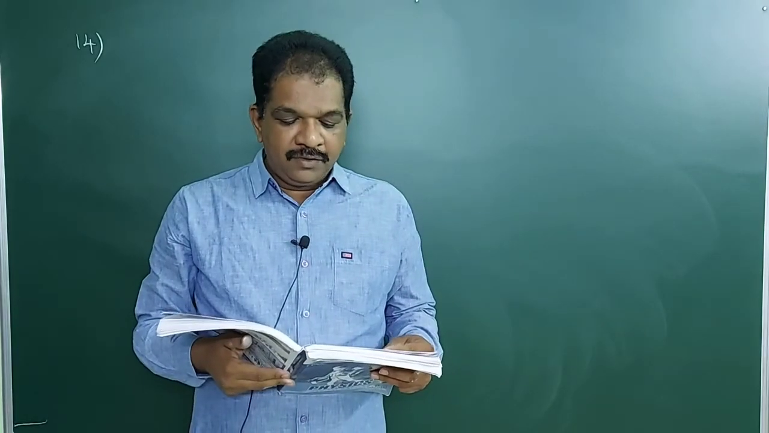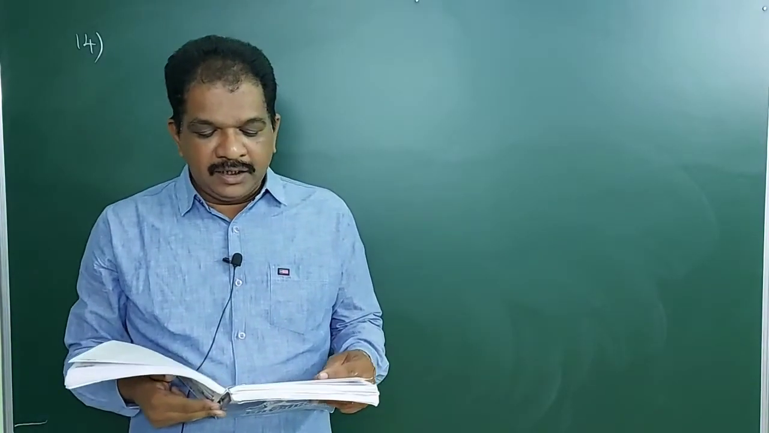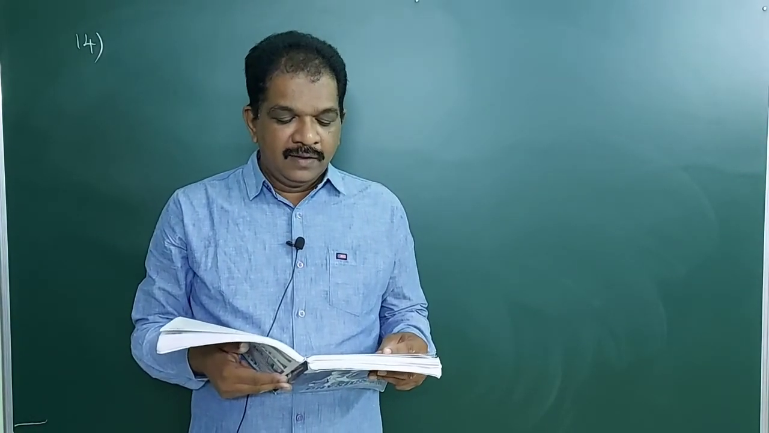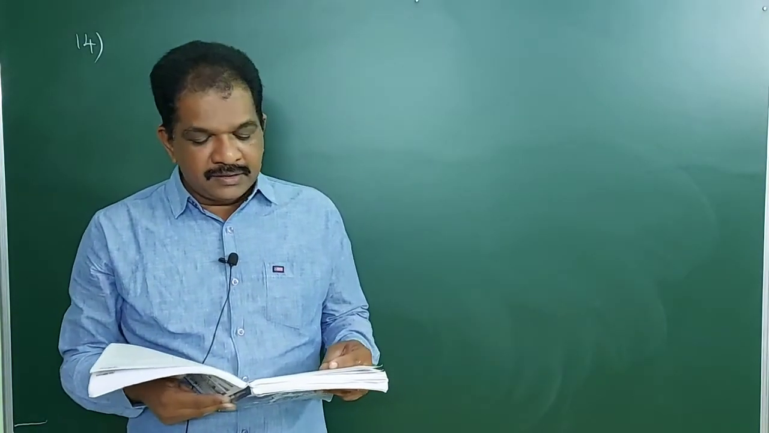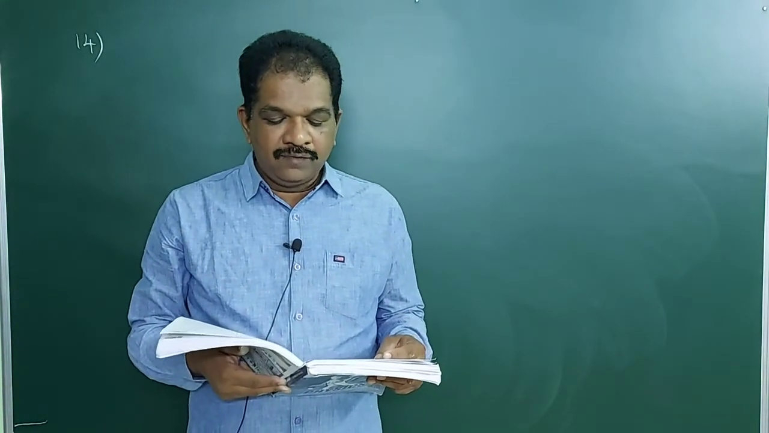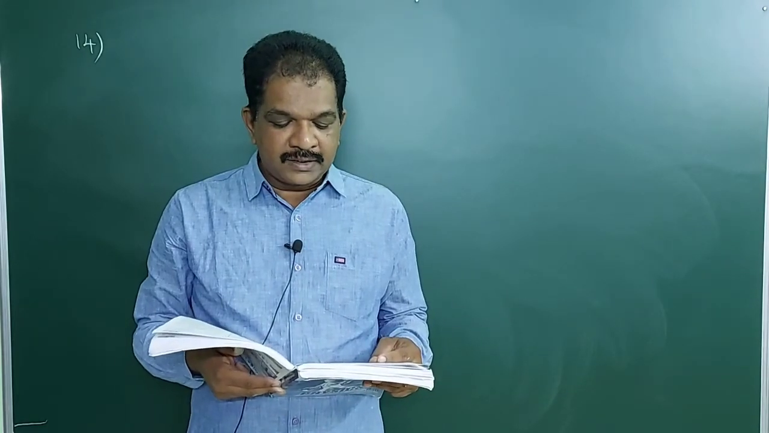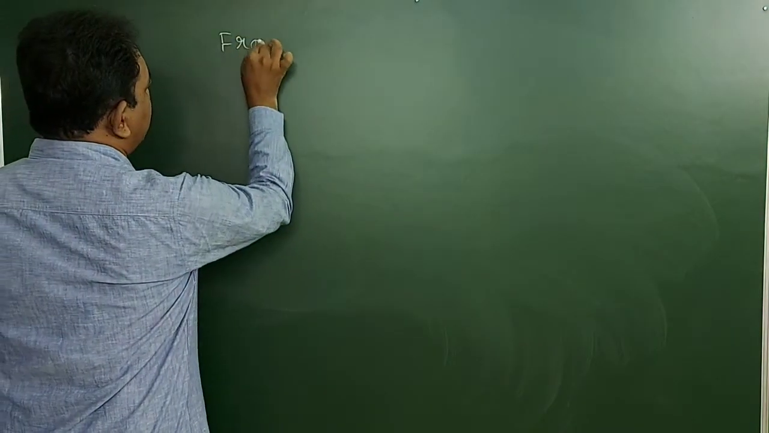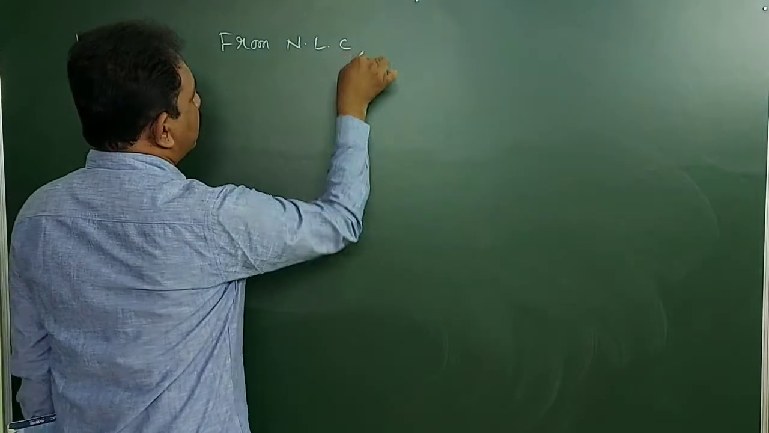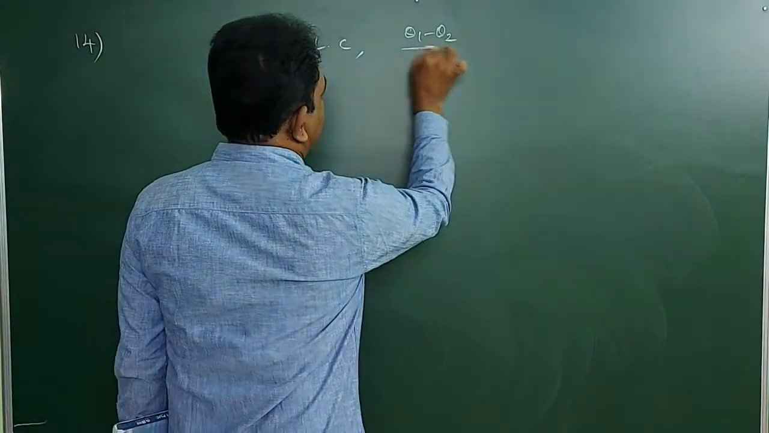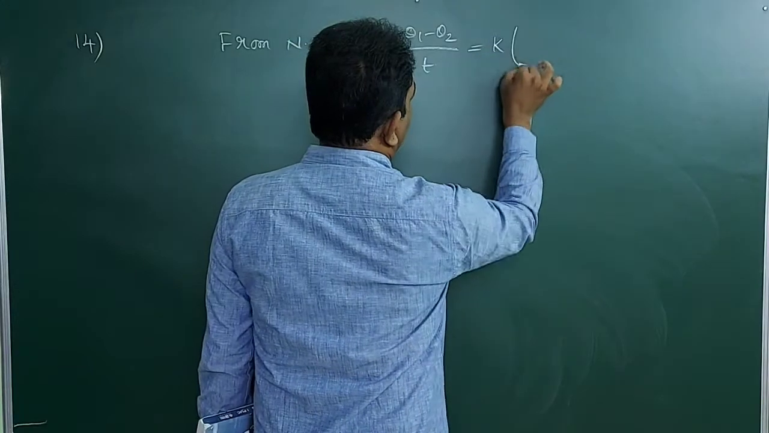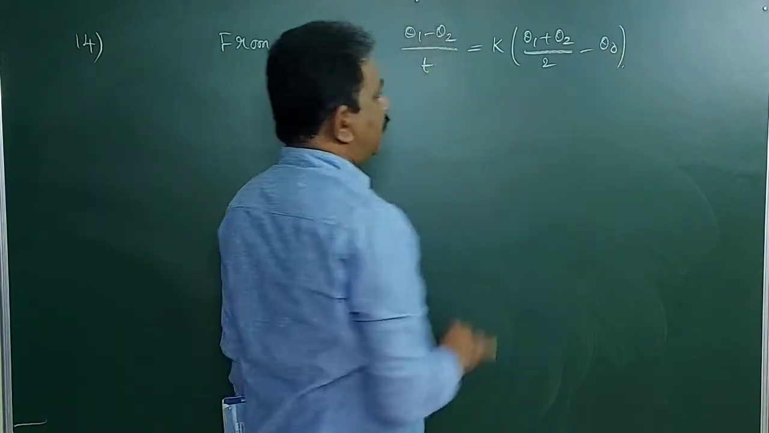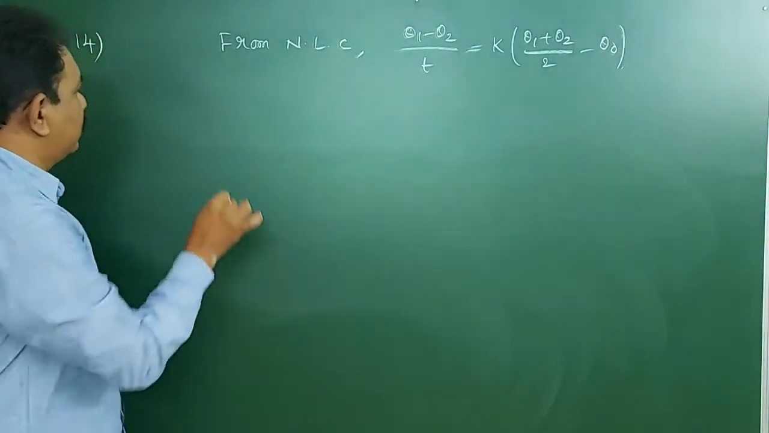A pan filled with hot food cools from 94 degrees centigrade to 86 degrees centigrade in 2 minutes, when the room temperature is 20 degrees centigrade. How long will it cool from 74 to 66? Use Newton's law of cooling: (theta 1 minus theta 2) by T is equal to K into ((theta 1 plus theta 2) by 2 minus theta naught).